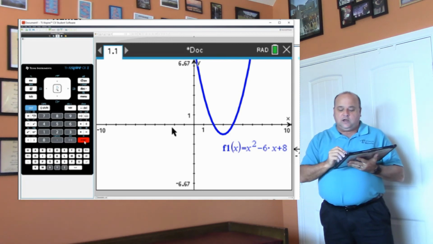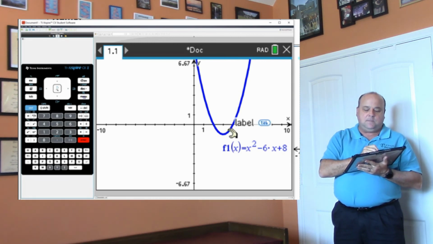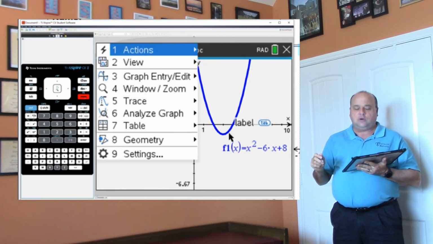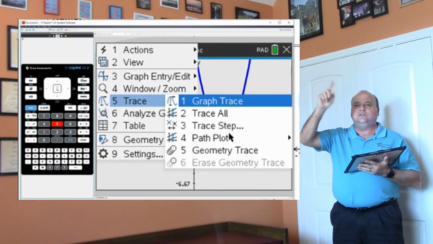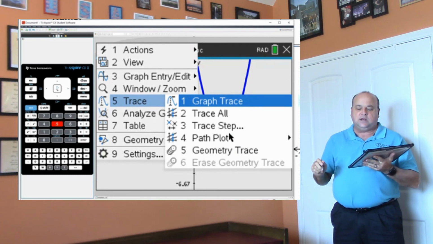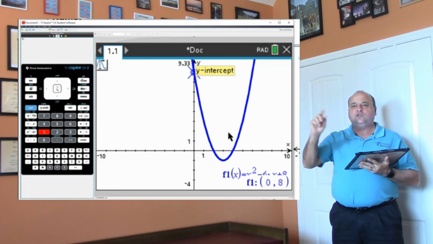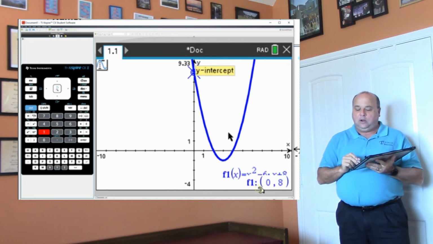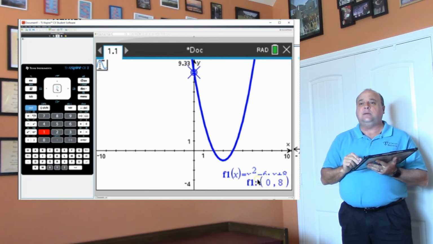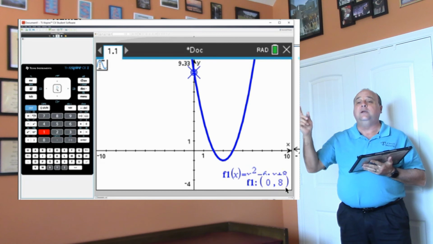Now then, what we want to do is graph to the bottom of the curve. So this is how you do this. Hit menu. Where does it say trace? It says trace at 5, so type in 5. I would not use the up and down buttons. I would just punch in the numbers. Graph trace is 1, type in 1. Notice right here, it always will start with the y-intercept. And look at the bottom right, the y-intercept 0, 8. That's an important point that you need to always know.